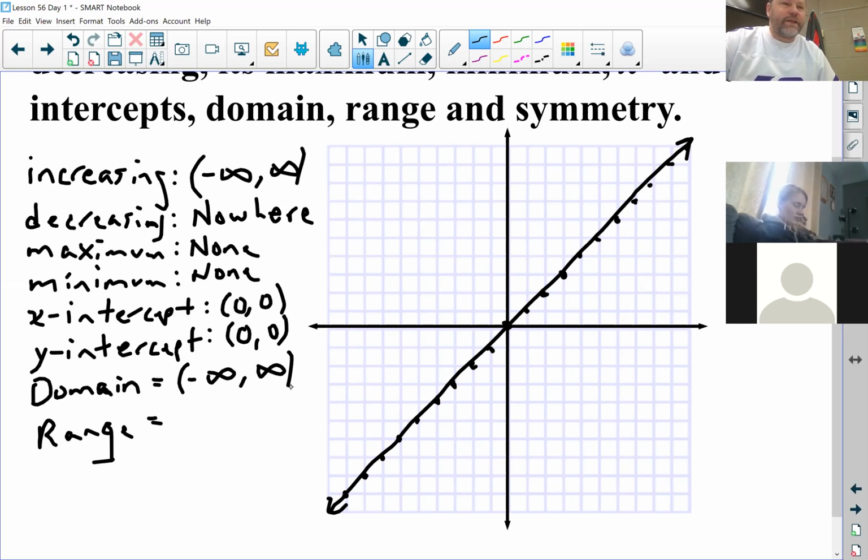And then what about the range? What about output values or y values? Would it be the same? Same thing, all real numbers.